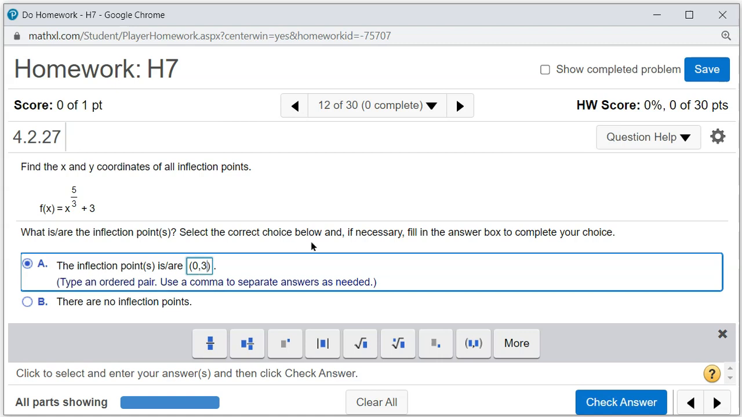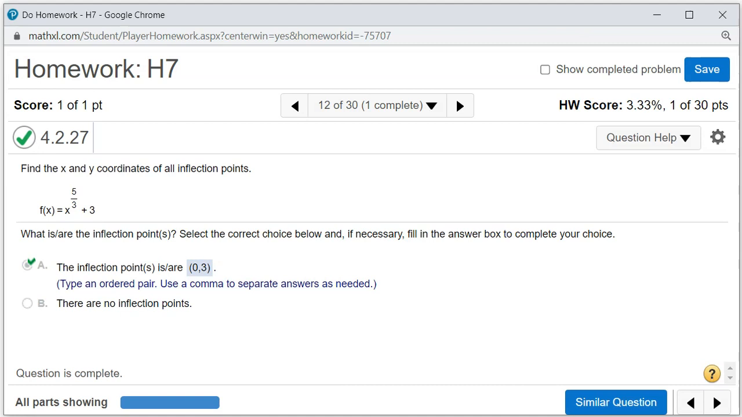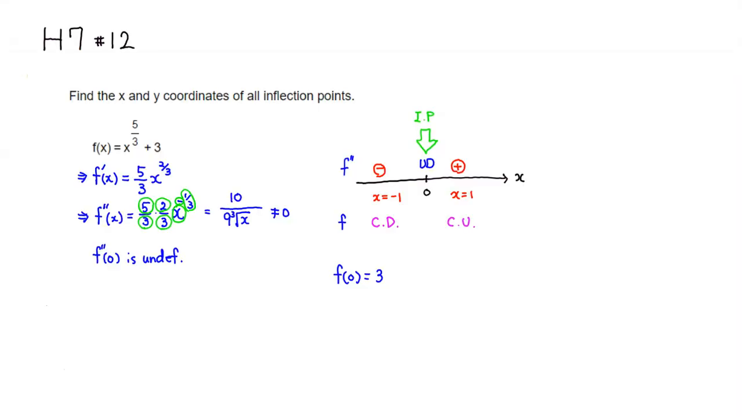Let's check the answer. Got that. All right, that's it. I hope that this was clear.